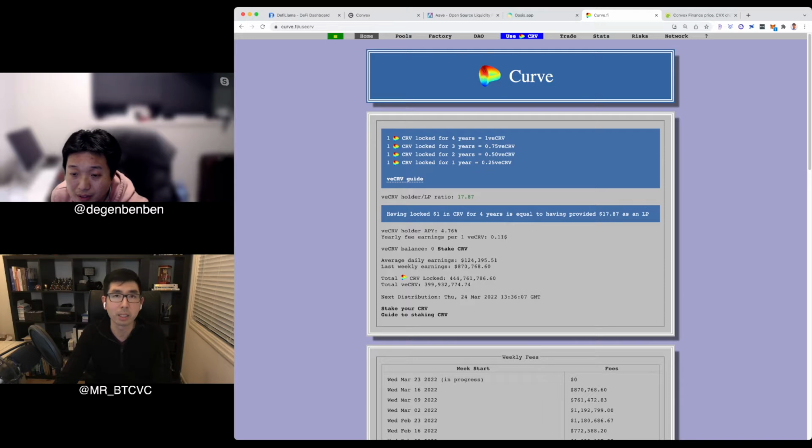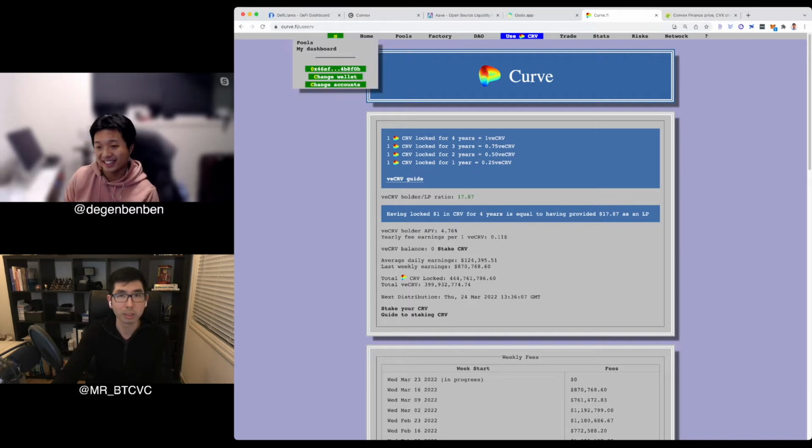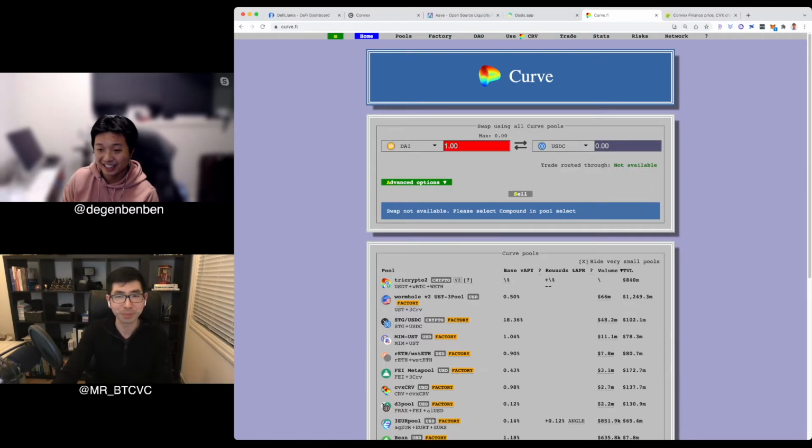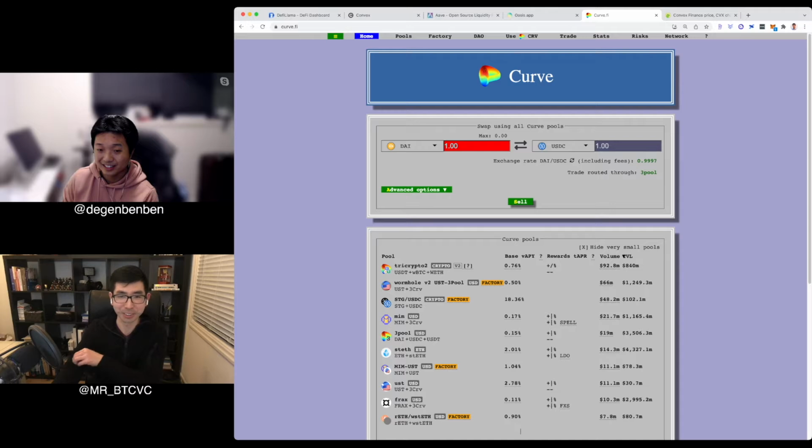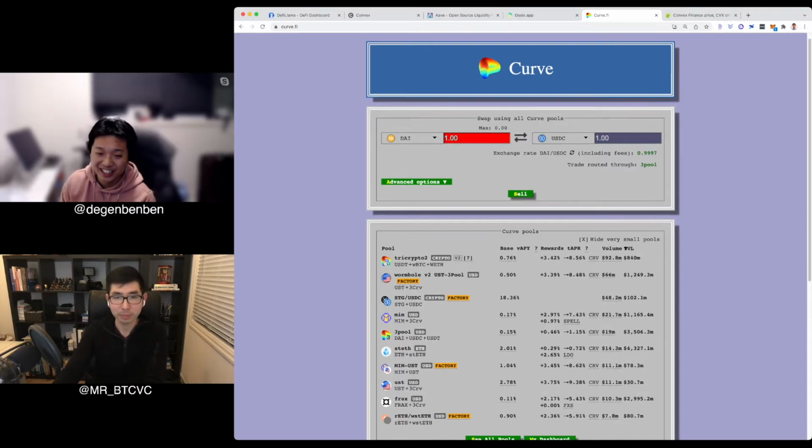One of the things is Convex is only available on Ethereum for now. Oh, okay. That does put a kink into things. Yeah, I mean that's why the incentive token isn't being sold off.